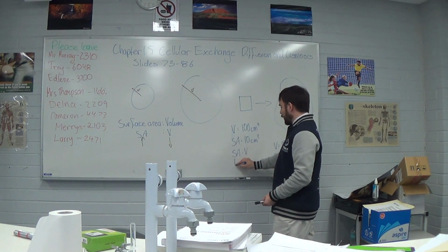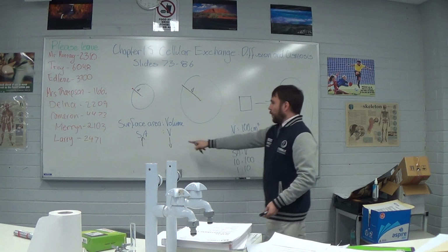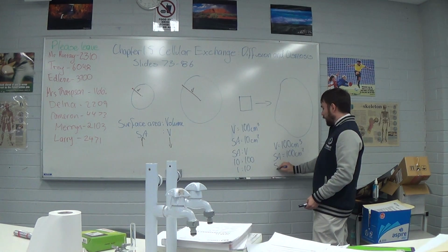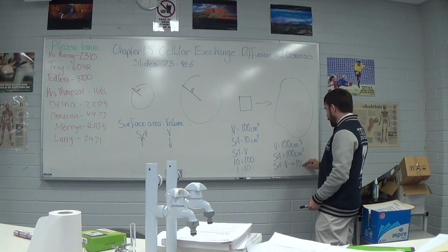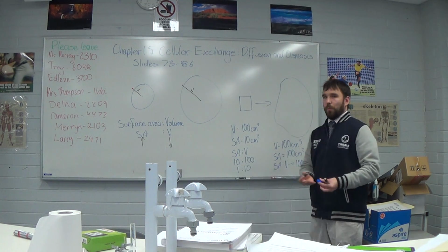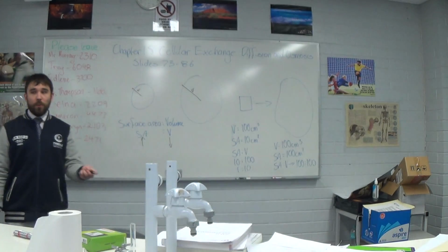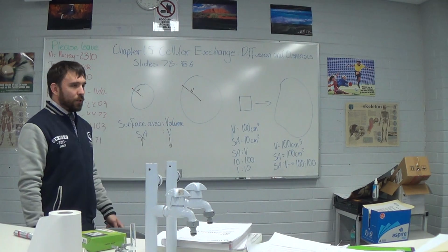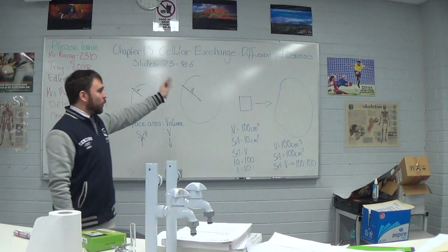This means here our surface area to volume ratio is 10 to 100, or 1 to 10, which is a high volume compared to its surface area, but over here, our surface area to volume ratio is 100 to 100, or 1 to 1. So we have a much higher surface area to volume ratio. The volume remains the same, but just by changing the shape, we can have a drastic impact on the rate of exchange.